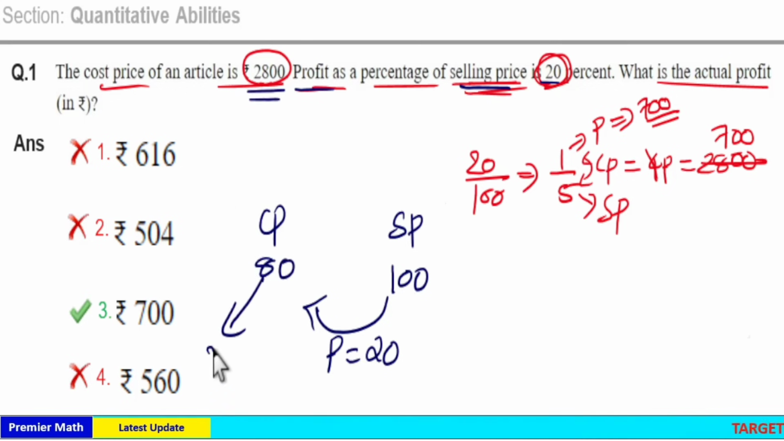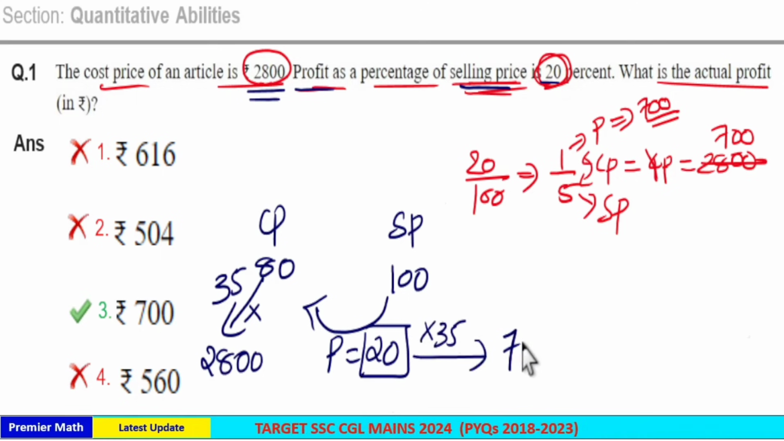So 80 rupees is 2800 means 0, 0 cancel, 8 goes 3 times in 28, 5 times in 40. So 80 into 35 is equal to 2800. Then profit here is equal to 20 rupees, which is equal to 20 into 35, 700 rupees. Option 3 is your answer.